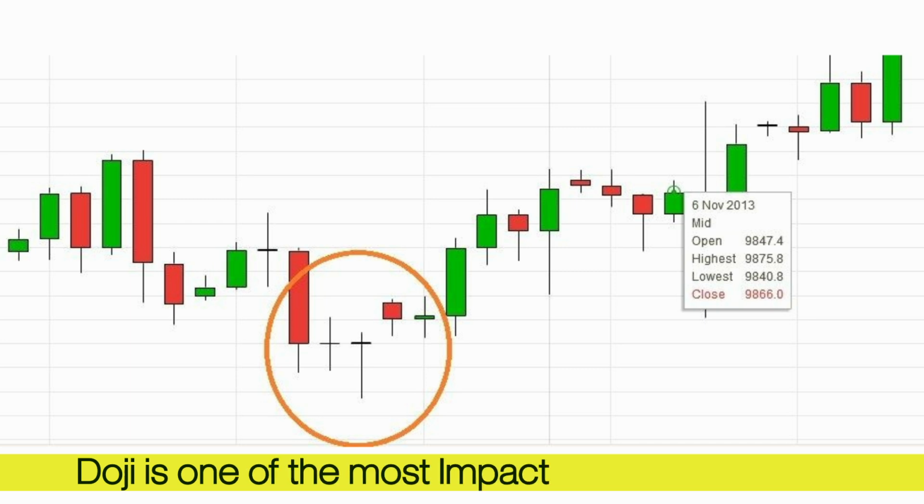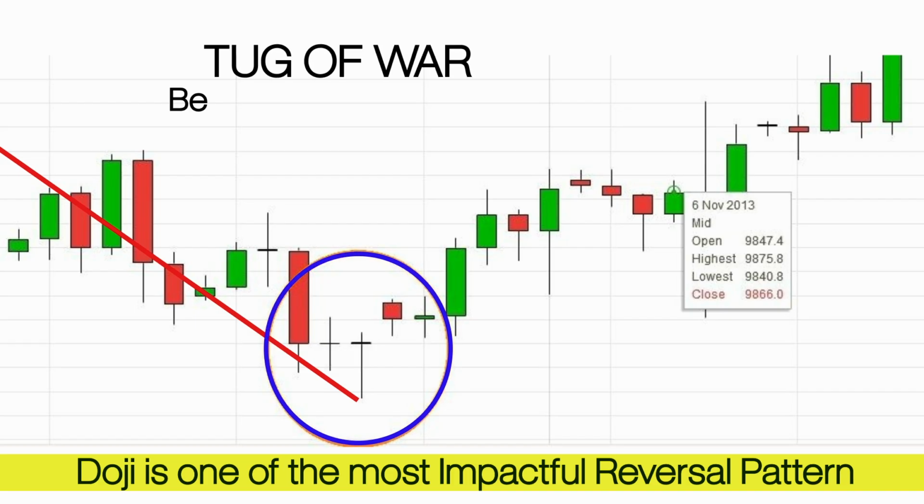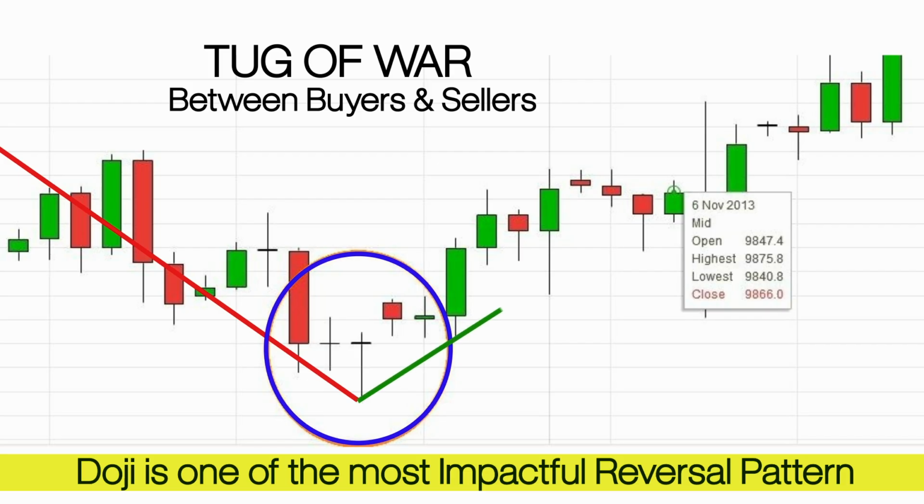Doji is one of the most impactful reversal candlestick patterns. For example, if there is a bearish trend and suddenly a doji forms, it means there is indecisiveness in the market, and neither buyers nor sellers are sure. And this indecisiveness leads to a reversal. I hope you have understood these three most impactful and important candlestick patterns, and all you need to know is the basics of how these candles are formed. In our upcoming module, we will see where we are going to use these patterns.